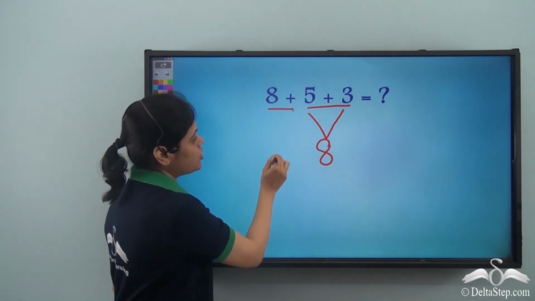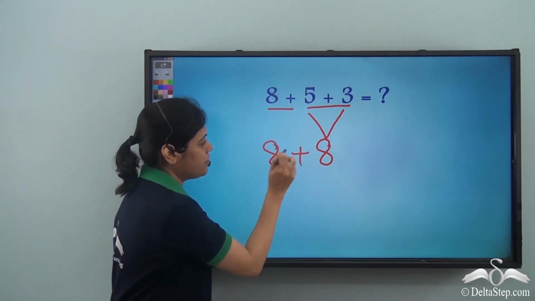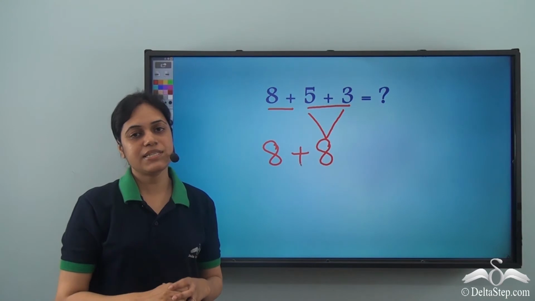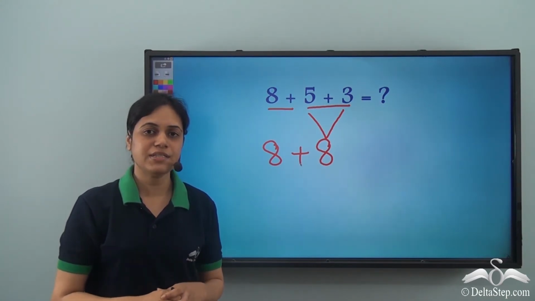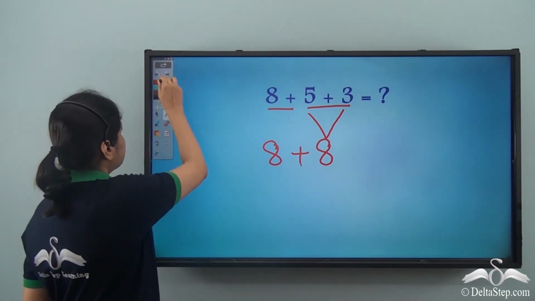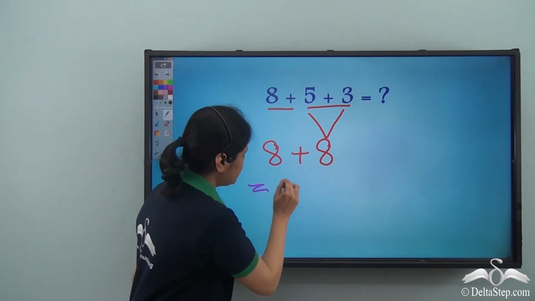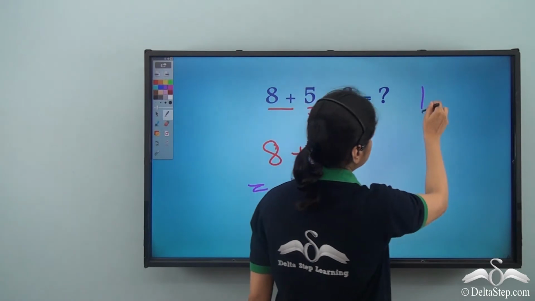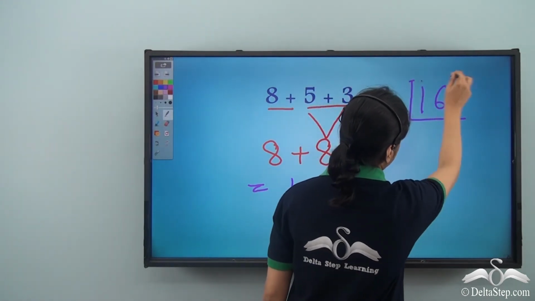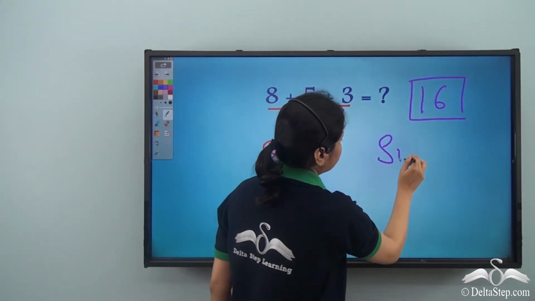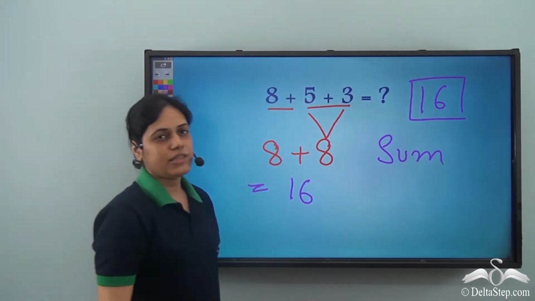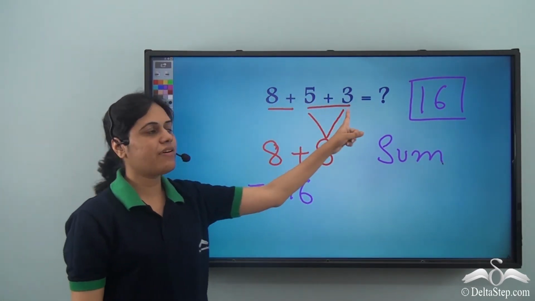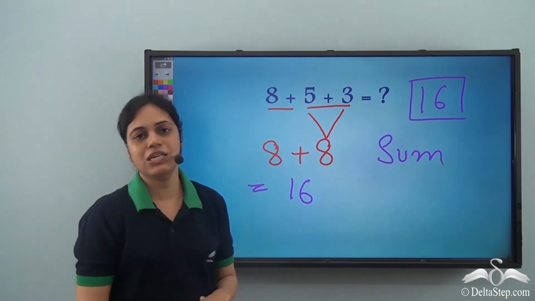And I need to add this 8. 8 plus 8. What is 8 plus 8? 8 plus 8 is equal to 16. So the answer is 16. The sum of these three numbers, the sum of 8, 5 and 3 is 16.